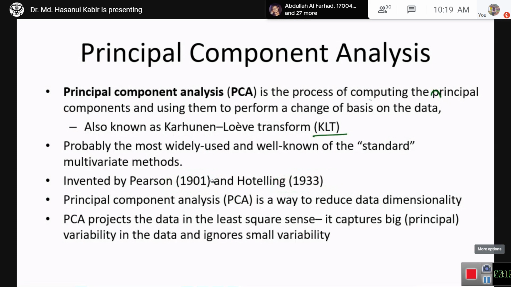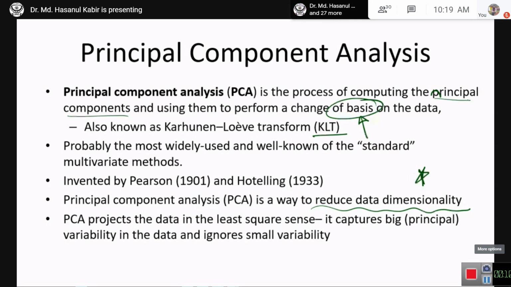So that's why you will see both names come up whenever you ask who invented PCA. Since we want to change the basis of the data, we can use PCA to reduce the data dimensionality. This is very important. So we will see how we can reduce the data dimensionality, and how it does it. Since we want to find the new basis of the data, PCA will try to find the principal components.